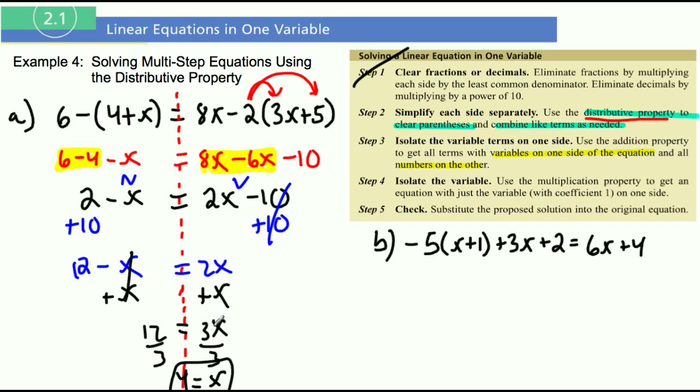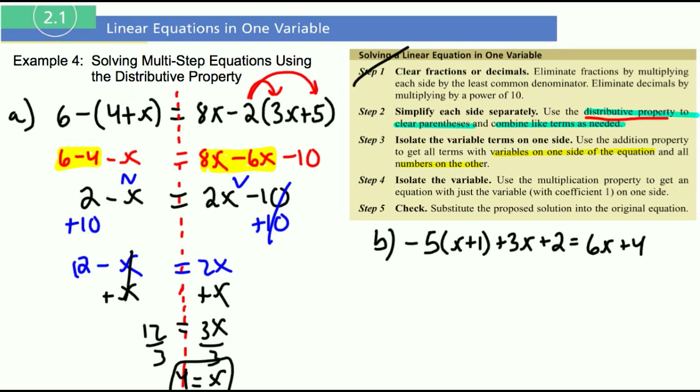And yes, you could check this answer. You can plug in 4 right here, 4 right here, and 4 right here, and you will get an equivalent numeric answer on both sides, and it will be the exact same number. All right, let's take a look at example B now.